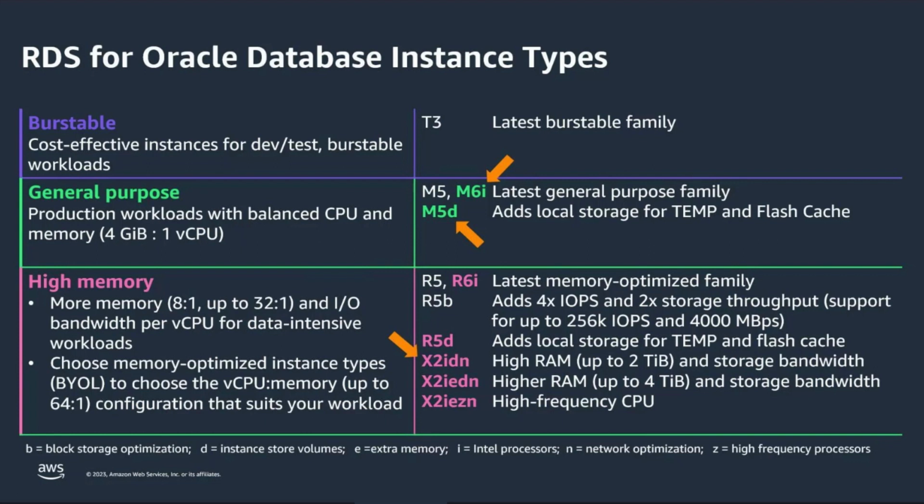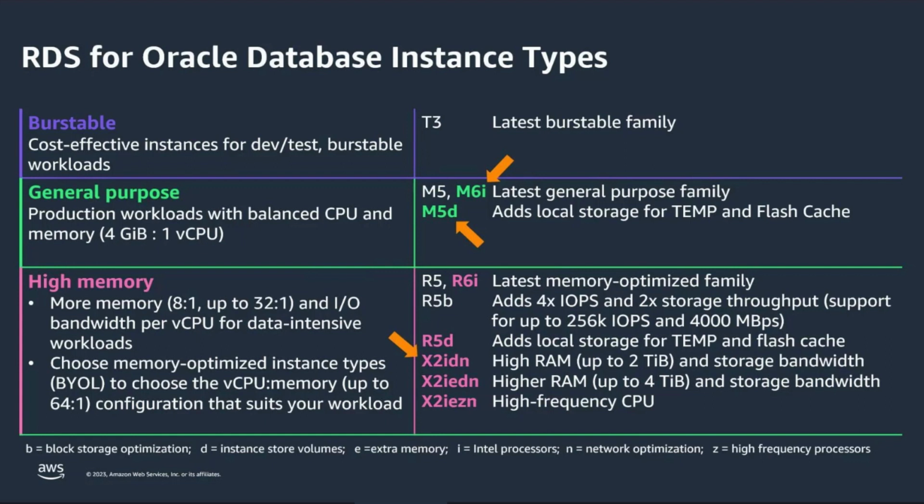M6i instances are the 6th generation of Amazon EC2 x86 based general purpose compute instances designed to provide a balance of compute, memory, storage, and network resources. R6i instances are the 6th generation of Amazon EC2 memory optimized instances designed for memory intensive workloads. M6i and R6i instances provide a new instance size of 32xlarge with 128 vCPUs and 33% more memory than the largest M5 and R5 instances. They also provide up to 20% higher memory bandwidth per vCPU compared to the previous 5th generation instances.